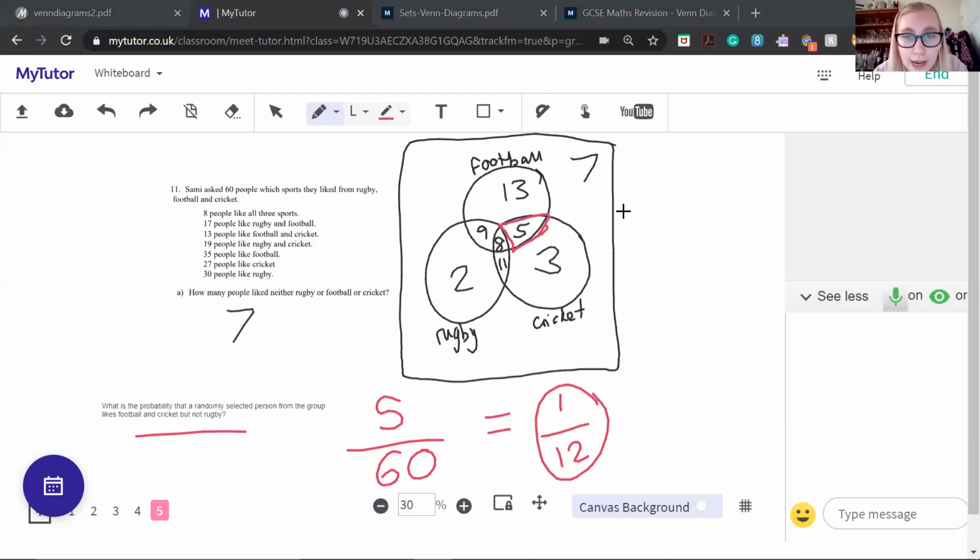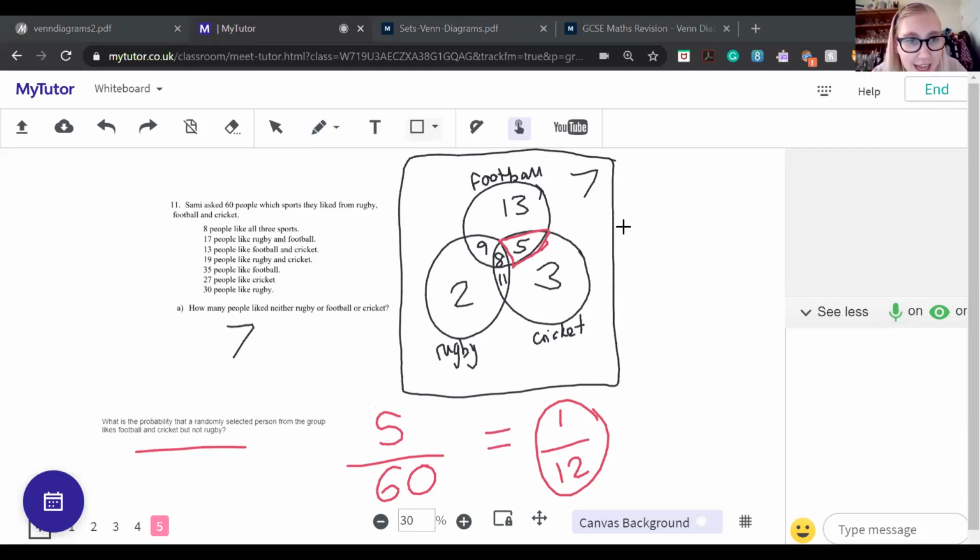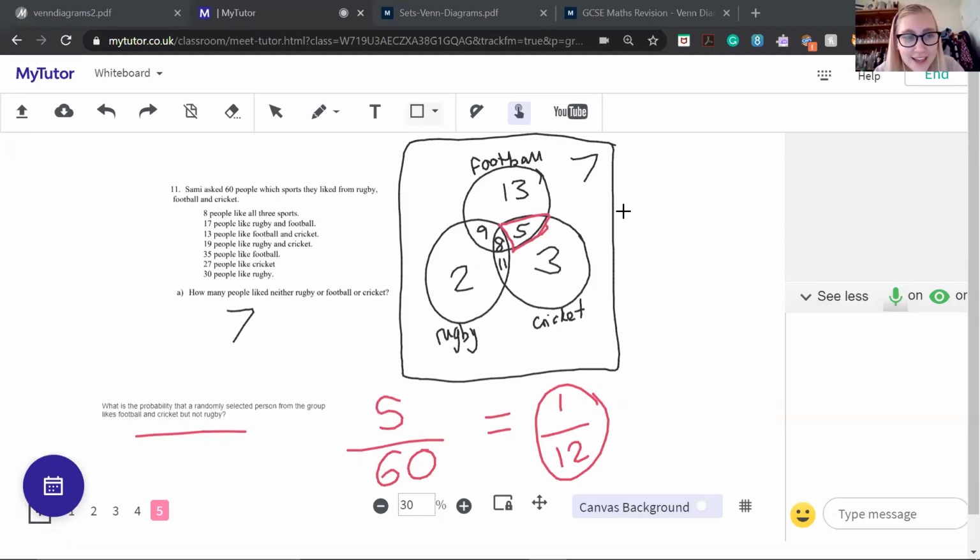Oh, apparently I added up the numbers wrong. You know what? Let's get out the trusty calculator. I tried to add them too quickly to move on, like a silly bean. Right, 13 plus 9 plus 8 plus 5 plus 11 plus 2 plus 3 is 51.